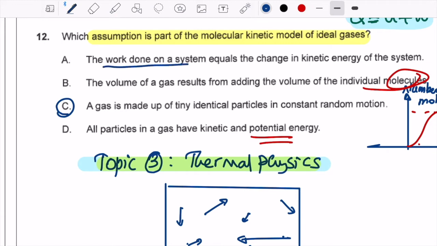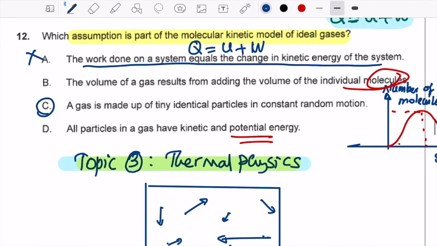The work done on a system equals change in kinetic energy of the system. But that is called first law of thermodynamics, and it is not related to assumptions. The volume of a gas results from adding the volume of individual molecules. No, it is opposite. The most important volume is the volume in between molecules, not molecules itself. So this is also wrong.